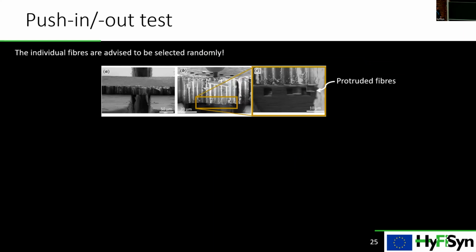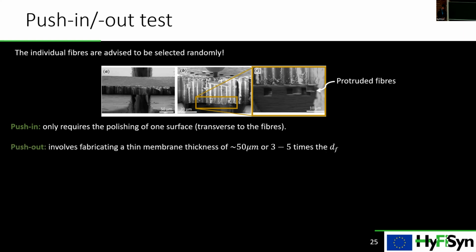And you should be careful that you select the fibers that you are going to test on your sample or the membrane randomly. And the difference between push-in and push-out is that the push-in test requires the polishing of one surface. However, the push-out involves fabricating a thin membrane, which is around 50 micrometers, or sometimes in the literature said to be 3 to 5 times the diameter of the fiber, which is really thin.